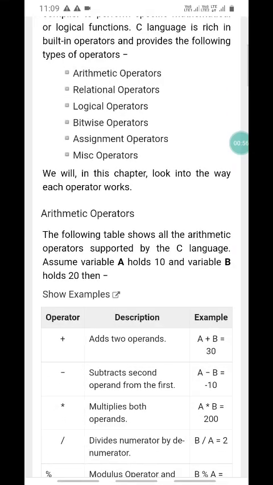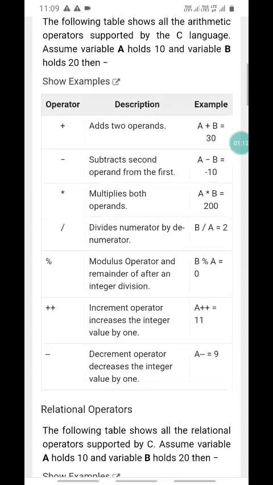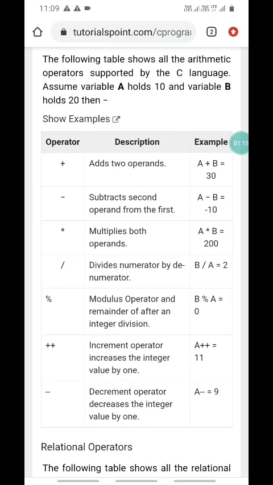So first of all, arithmetic operators. The following table shows all the arithmetic operators supported by the C language. Assume variable A holds the value 10 and variable B holds the value 20. So this is the chart given below. The first one is plus, which adds two operands. Operand means variable, and plus is the operator. Plus, minus, multiplication, division, these are the operators.